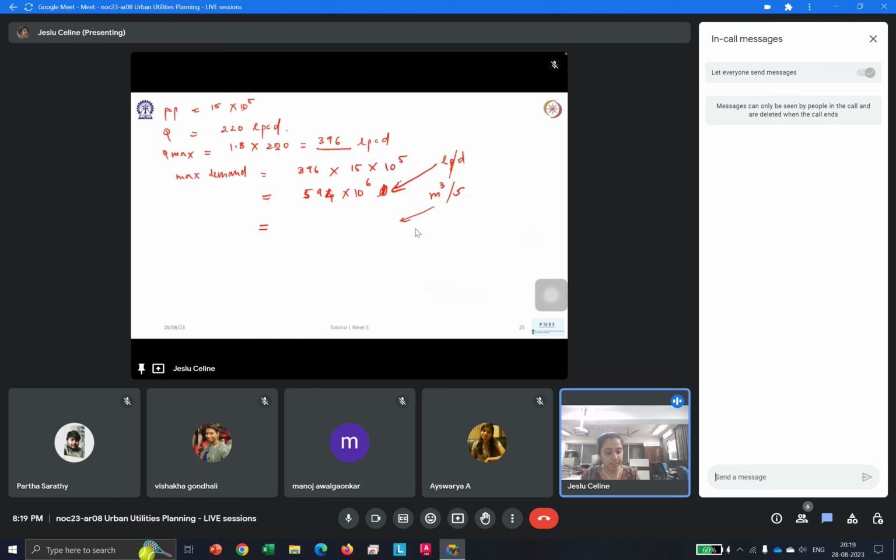now let's convert this liters per day into meter cube per second. The catch here is that if you have 594 into 10 raised to 6 LPCD, when you're converting it into meter cube per second, you don't use 24 hours, but you use 16 hours because the pumping is only there for 16 hours. That is a very important thing in the question, which I'm sorry I missed to type in the question. So how much in meter cube per second?